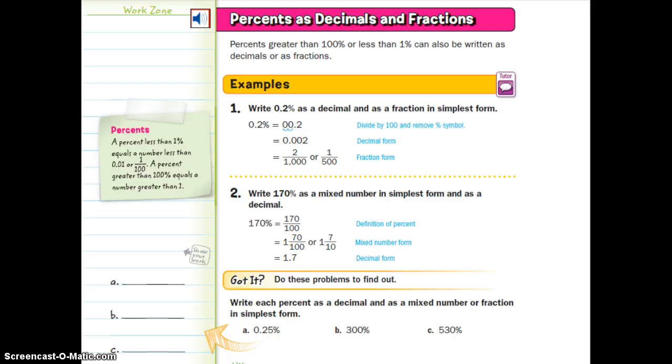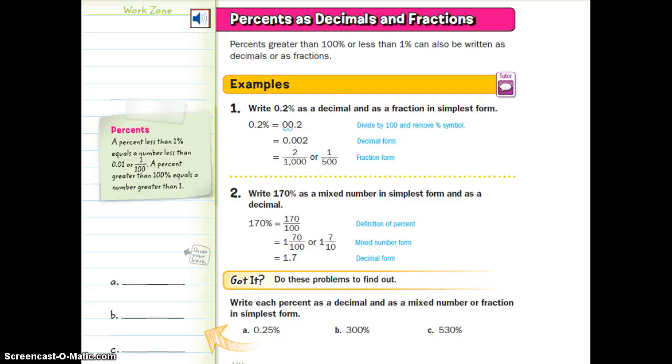So percents, decimals, and fractions. Percents greater than 100 or less than 1 can also be written as decimals or fractions. So we're going to write 0.2 or 2/10% as a decimal and as a fraction in simplest form.